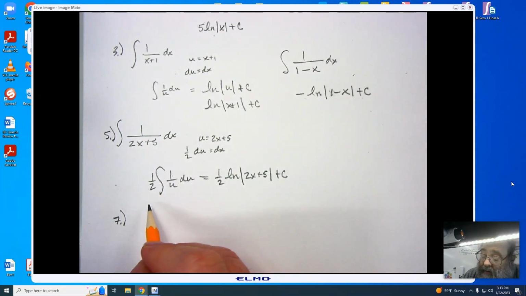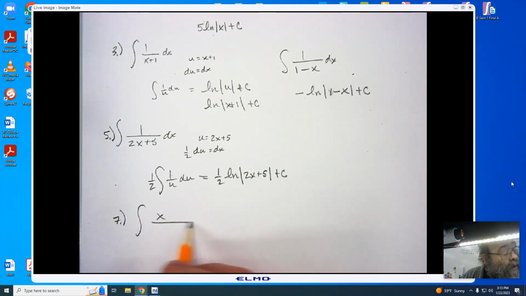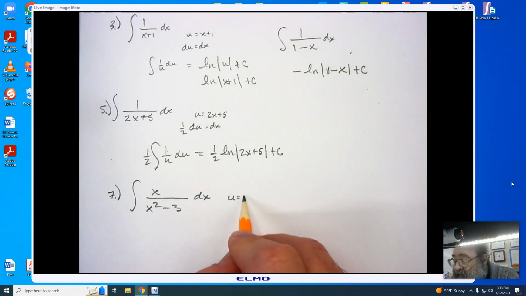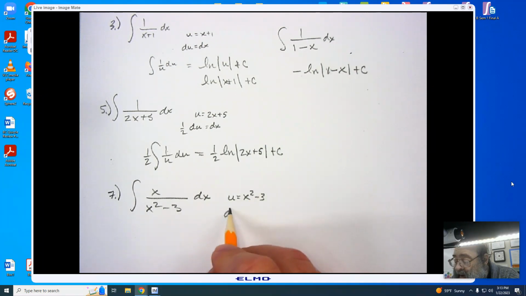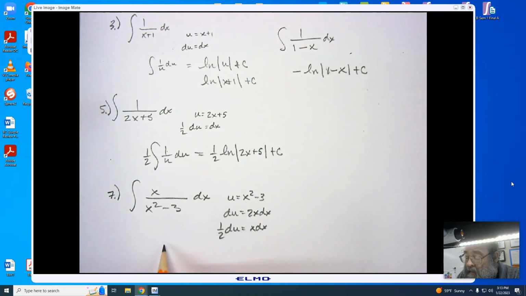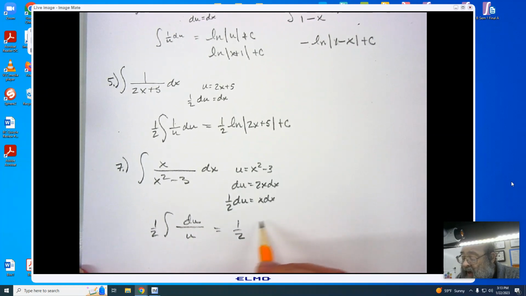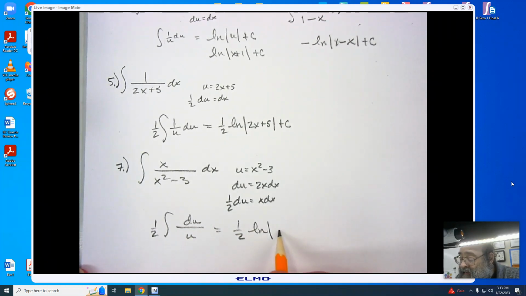Number 7 gives us the integration of x over x squared minus 3 dx. Once again, we're using that u substitution here so that we have u equals x squared minus 3, du equals the 2x dx, and this gives us 1/2 du equals the x dx. We can now back substitute here, giving us this 1/2 x dx is the du, and our u on the bottom. This is 1/2 then the natural log of x squared minus 3 plus c.